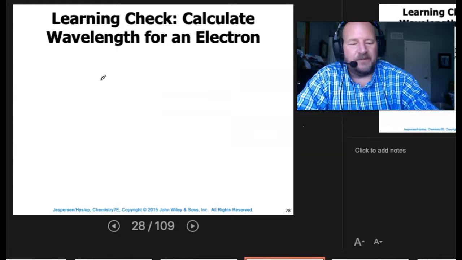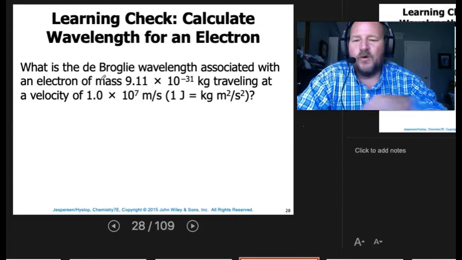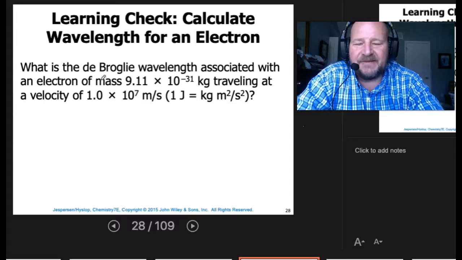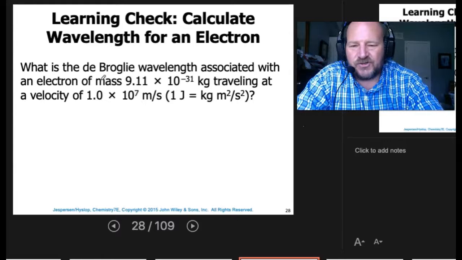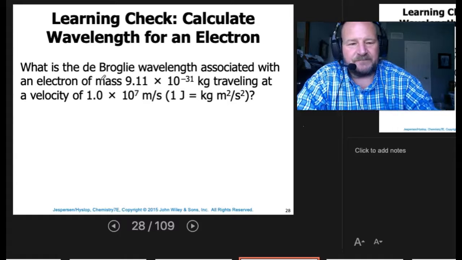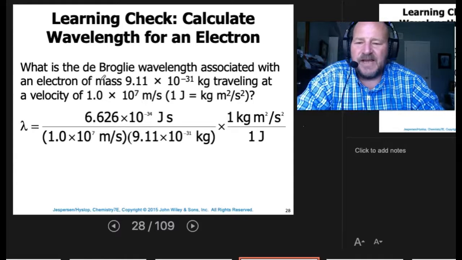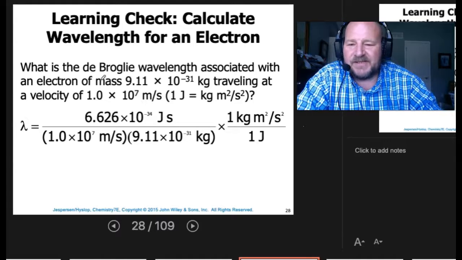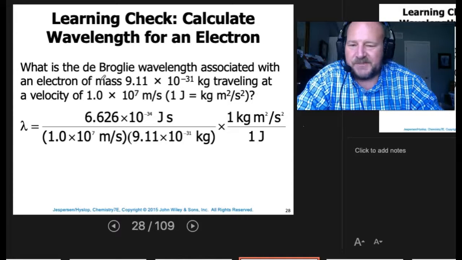All right, so calculate the wavelength for an electron. What is the de Broglie wavelength associated with an electron of mass 9.11 times 10 to the negative 31 kilograms traveling at a velocity of 1.0 times 10 to the 7th meters per second? So lambda then would be equal to h over, and then we're told that the velocity is 1.0 times 10 to the 7th, times the mass, 9.11.